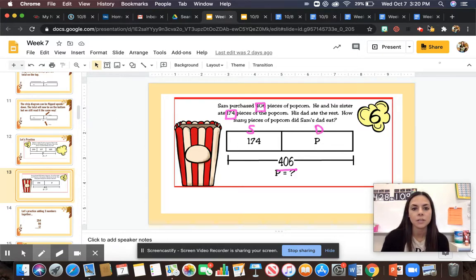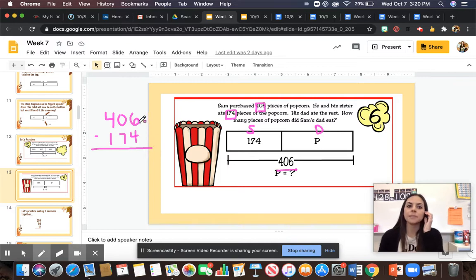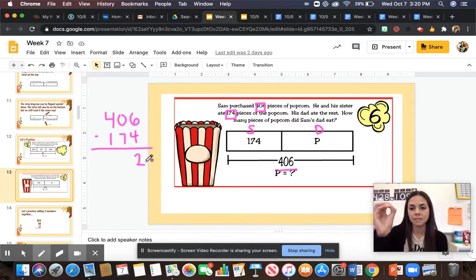So here we go. I'm going to start with my larger number. I'm going to start with my total. That goes at the beginning. 406 minus 174. Okay, let's start with our ones place. 6 minus 4 is 2. 0 minus 7, can I have 0 and take 7 away? No, so I need to go next door and borrow. My 4 becomes a 3. I'm giving that 10 to the 0, so my 0 becomes a 10. 10 minus 7 is 3. 3 minus 1 is 2. So his dad ate 232 pieces of popcorn, okay?